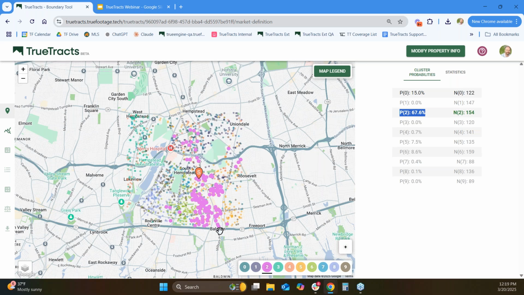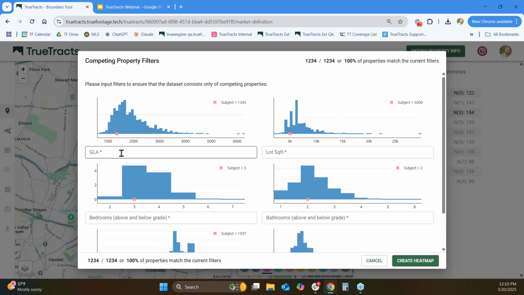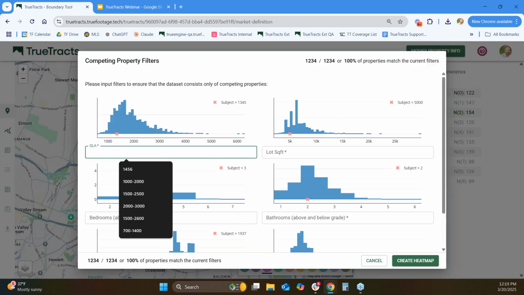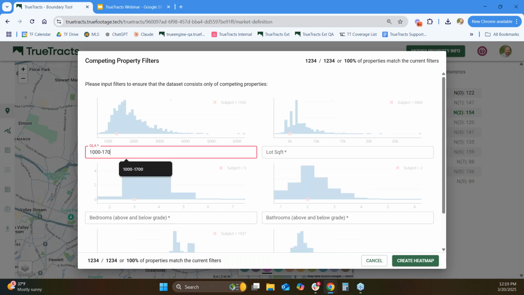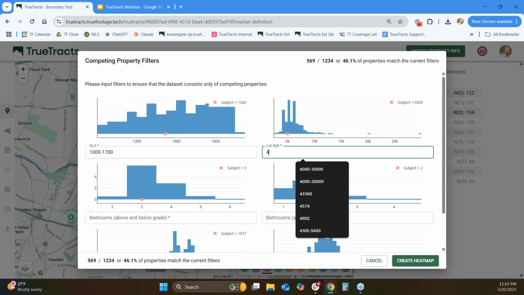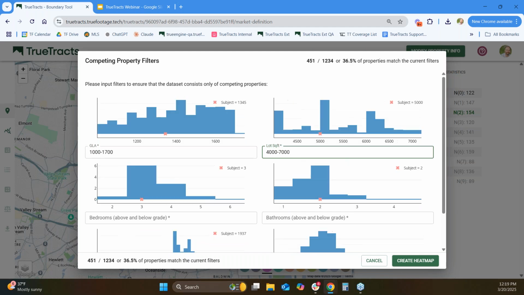I'm going to use this information to draw my initial boundaries. So when I draw my initial boundaries, I come over here and I grab all of these properties. Now it's asking me to apply some filters. So I'm going to apply some filters to make sure that, as we just discussed, we are grabbing properties that are competitive with the subject.